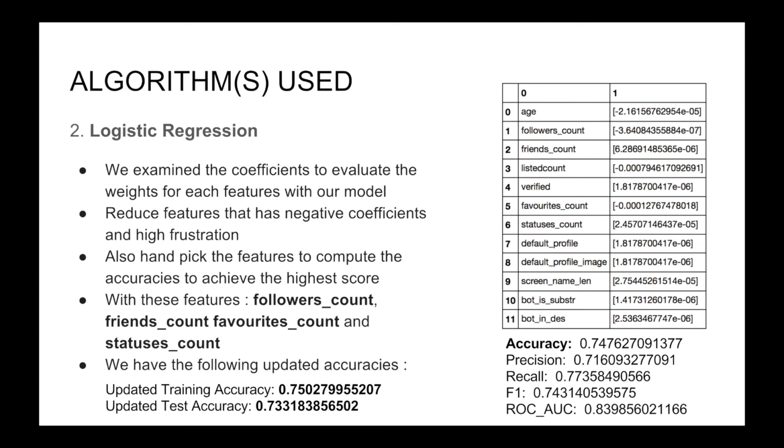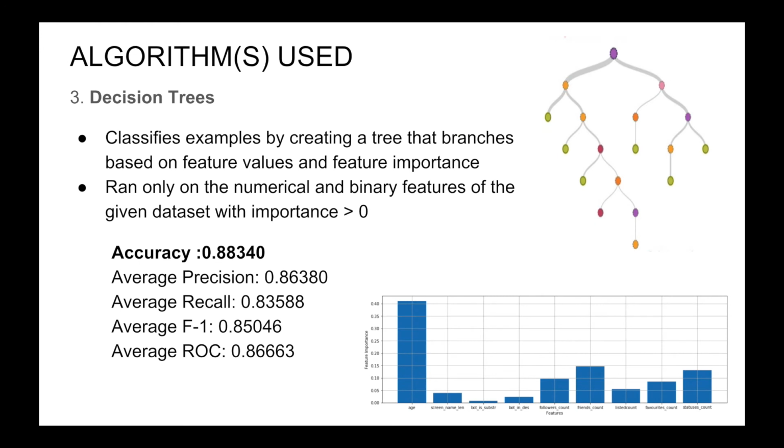That's why we move on to use decision tree. So John will talk about decision tree here for us. Decision trees classify examples by creating branches based on the feature values and feature importance. Among the 20 features we chose from the original dataset and the ones that we engineered, the classifier would only accept those that were numerical and binary. And among these, we only used those with a significant feature importance. The tree ended up yielding an accuracy of about 88.3%.